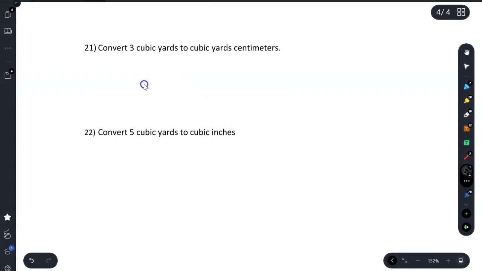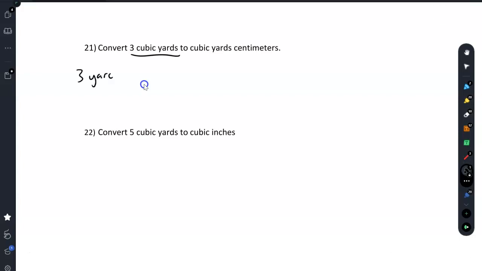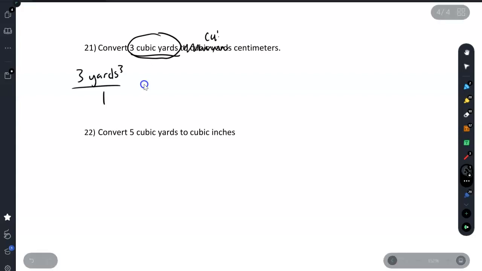So I start with 3 cubic yards. So I have 3 yards cubed over 1. That's going to be the setup. 3 cubic yards is 3 yards cubed over 1. And I want to go to, and I've messed this up, but I want to go to cubic centimeters. So I want to convert this to cubic centimeters.